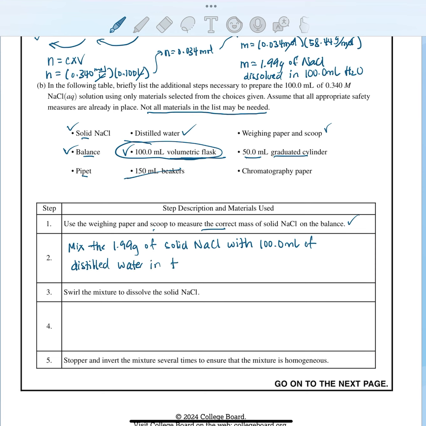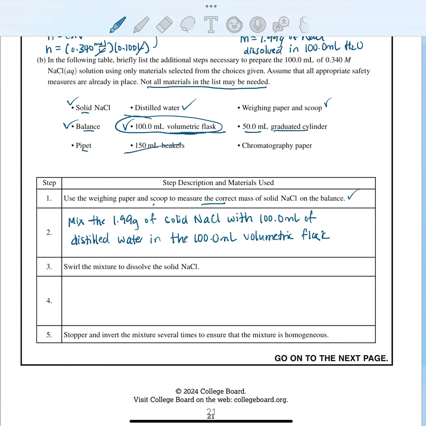In the volumetric flask. And we'll be specific. So we'll use the 100.0 milliliter volumetric flask. All right, after we do that, it says here we're going to swirl the mixture to dissolve the solid sodium chloride. And so what we're going to do in step 4, there's an extra blank.